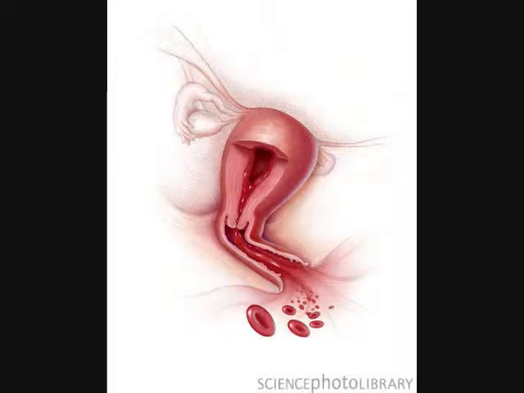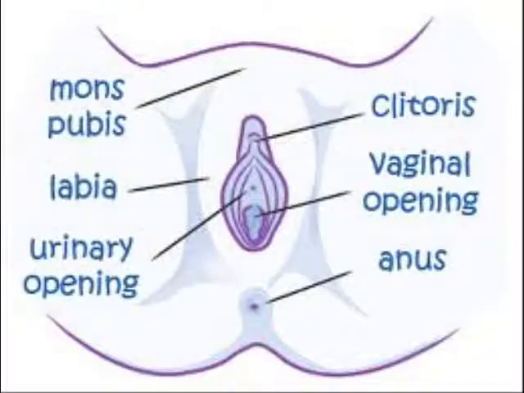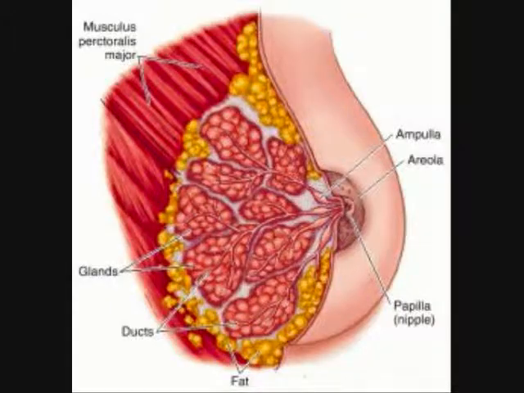Then we have the vagina. The vagina is a cavity extending from the cervix to the exterior of the body. The vagina is slightly acidic, with a pH of 4 to 5, and an overly acidic pH can harm the sperm. Then we have the mammary glands, which are known as modified sweat glands. These are in our breasts.